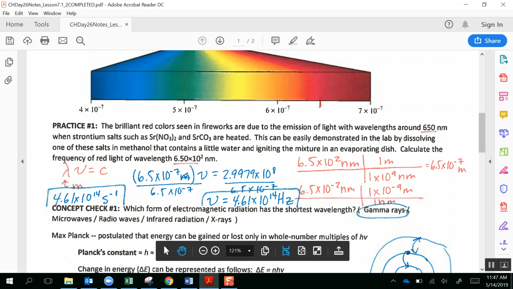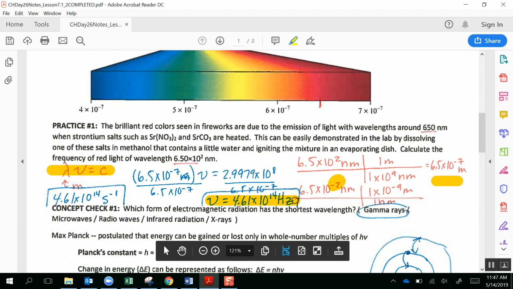I just now noticed that that negative should not be there on that 2. It should be a positive 2. So please ignore that, and if you do that calculation, please use that as a positive 2. So anyway, we calculate the wavelength as 6.5 times 10 to the negative 7 meters. We plug it into our equation, and we calculate our frequency to be 4.61 times 10 to the 14th hertz.